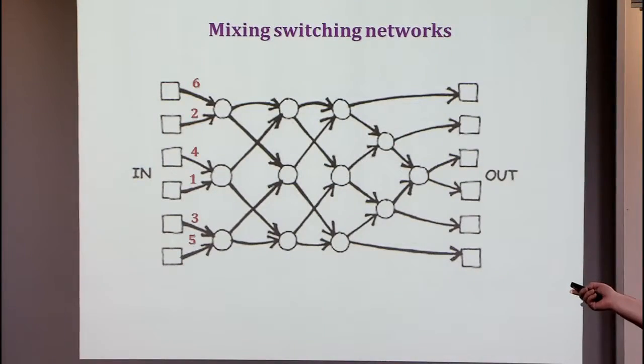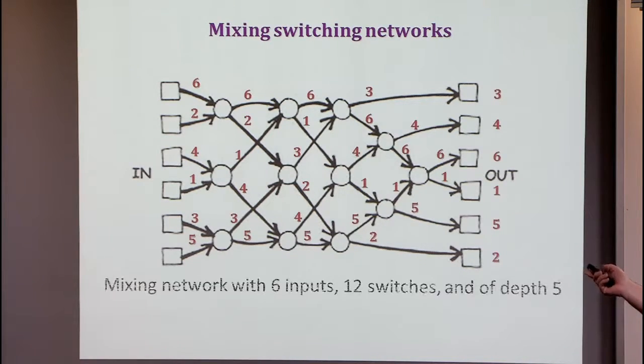So the process is you have elements, and then you just at random transfer them from left to right. What are important parameters of a network? The number of inputs, the total number of switches, and the depth, the number of layers. In this case, we have a network with 6 inputs, 12 switches, and depth 5.